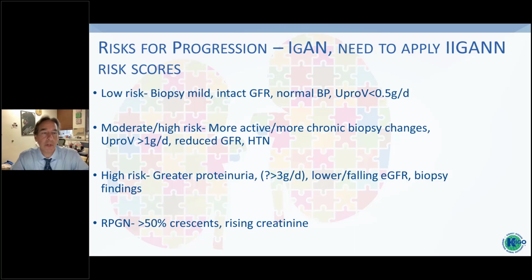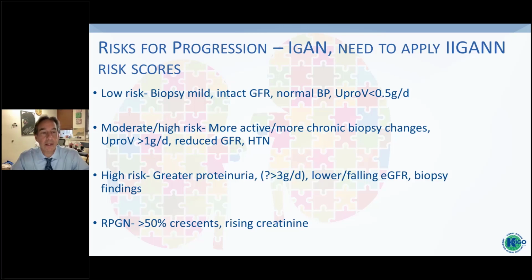And to start with our treatment, we have to understand who's at risk for progression and who needs various therapies. Therefore, when we look at the risk for progression, I believe it's really important to apply the International IgA Nephropathy Network's risk scores. In doing so, you can find populations who are at relatively low risk, those that have biopsies with relatively mild findings in terms of Oxford scores, those with intact kidney function by their estimated GFR, those with normal blood pressure, and with urine protein excretion of less than 500 milligrams per day.